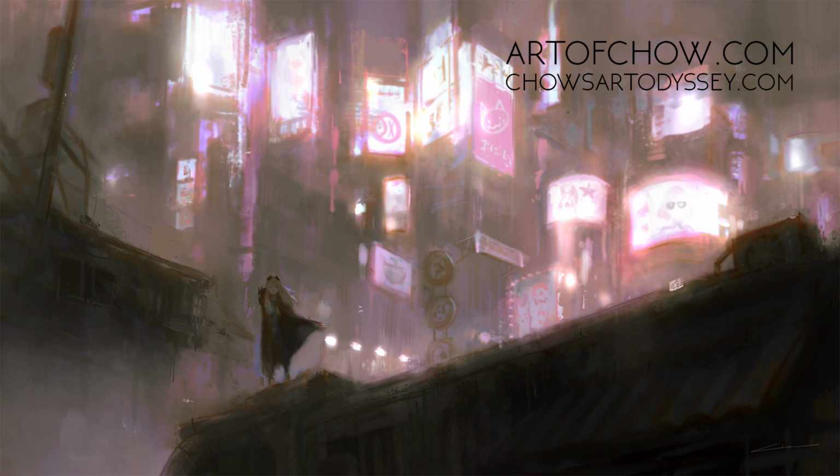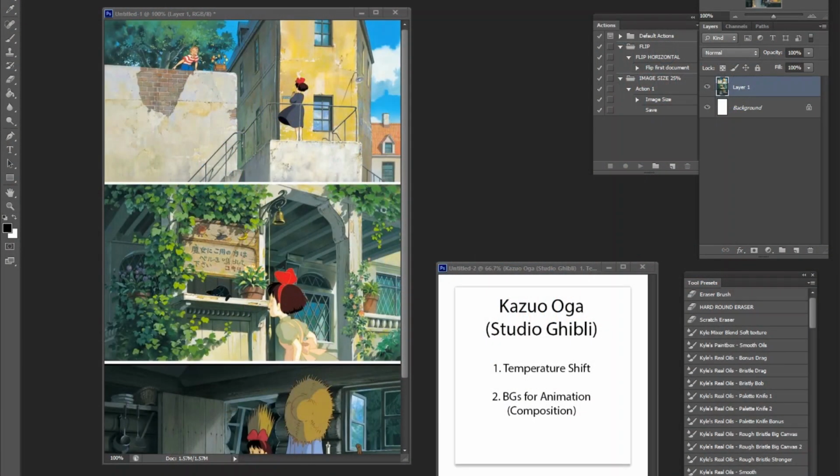Now, I've talked about Princess Mononoke in the previous two-part video series, but I figured it might be better if I were to give credit to one of the big animation background directors at Studio Ghibli, and his name is Kazuo Oga. Now, he might not be the sole reason Ghibli backgrounds are great. I would say he is a big part of it.